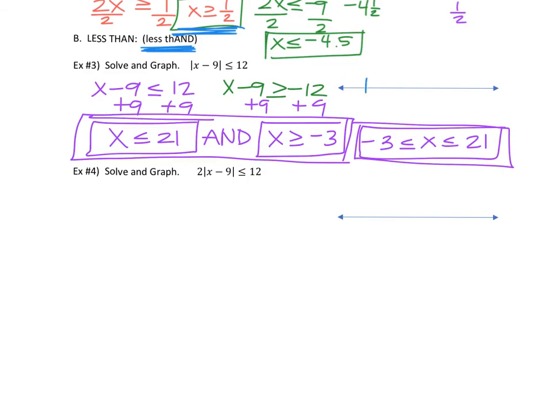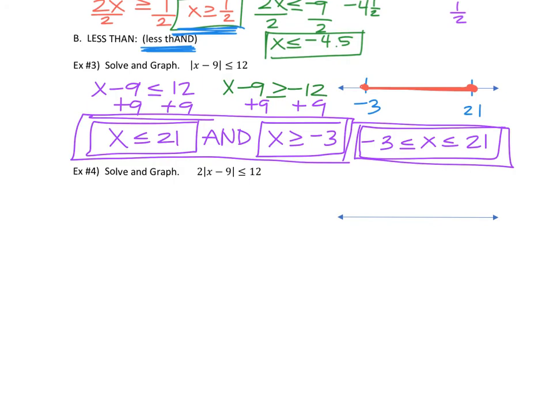Okay, so you'll have a negative 3, a positive 21. Are these open or closed? When is it open? When there's no line. So these are closed. And then where are we shading? Inside, between, right? These are "and" problems. So the overlap would be right here.